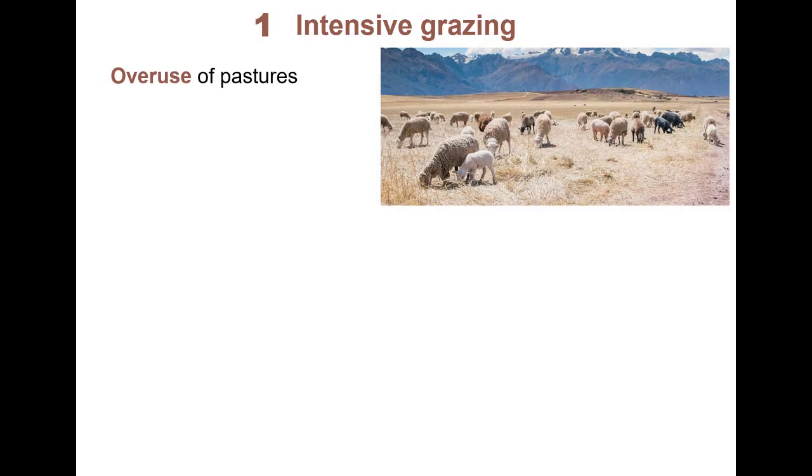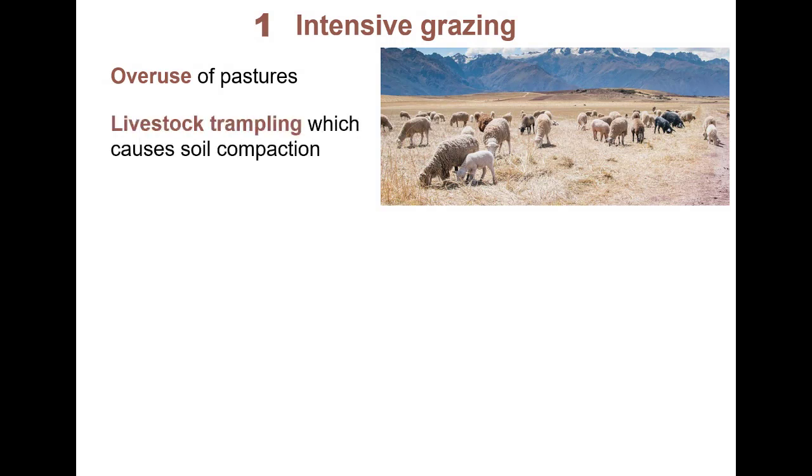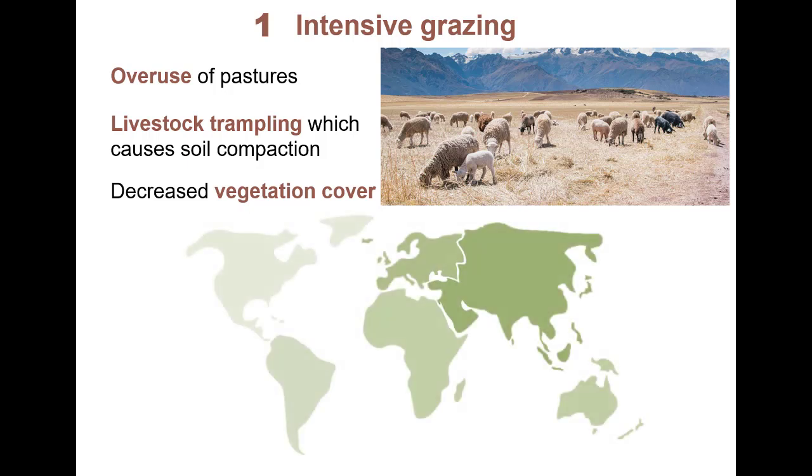Intensive grazing includes overuse of pastures by allowing too many animals or inappropriate types of animals grazing on pastures. Livestock trampling, which causes soil compaction. Decreased vegetation cover increases soil erosion. Examples of intensive grazing are common in commercial ranches in North America and Australia, as well as the Sahel in Africa.